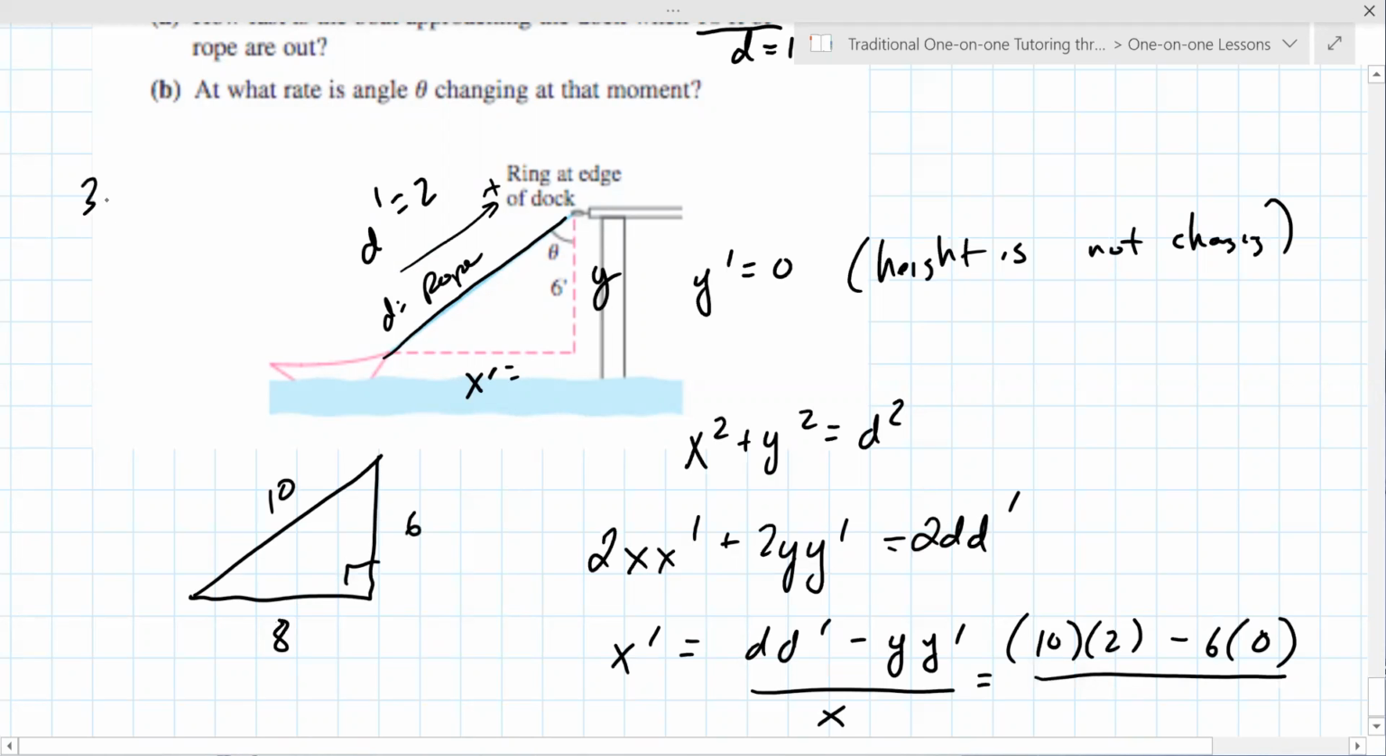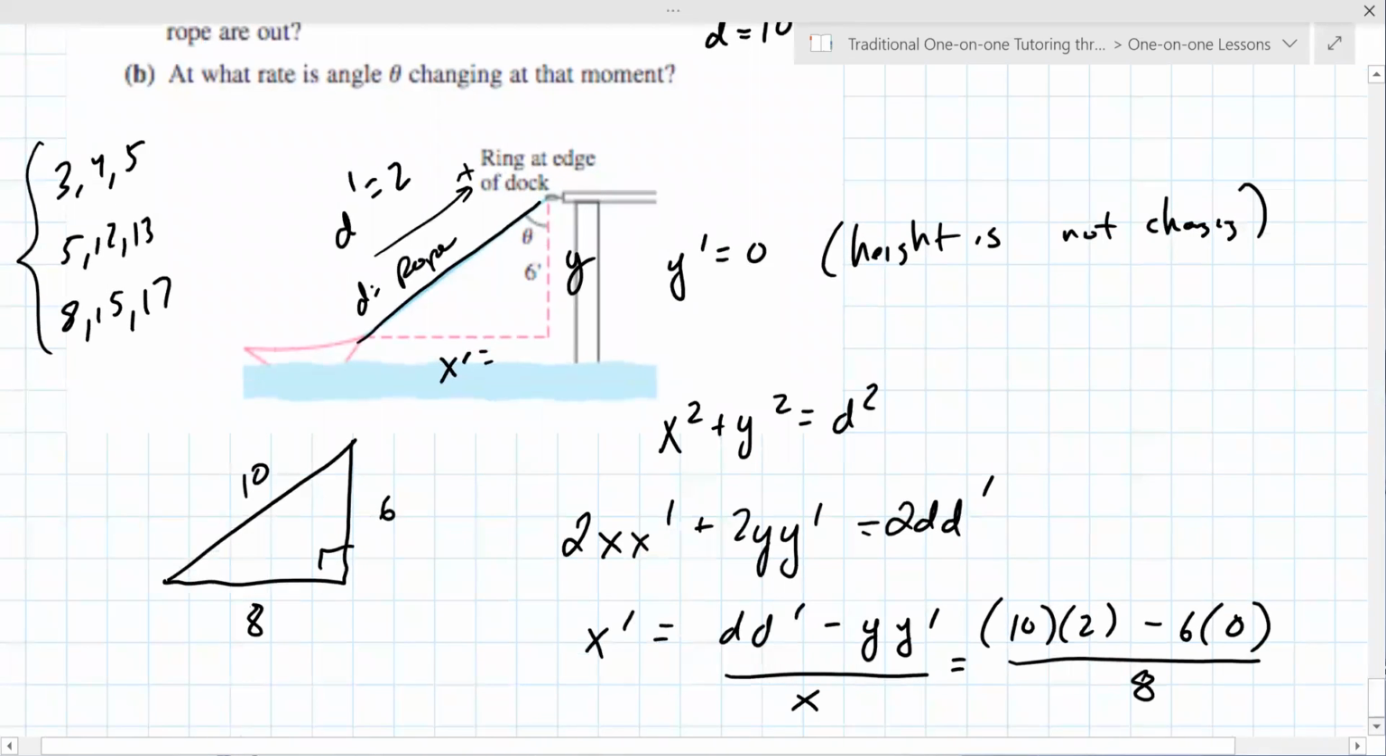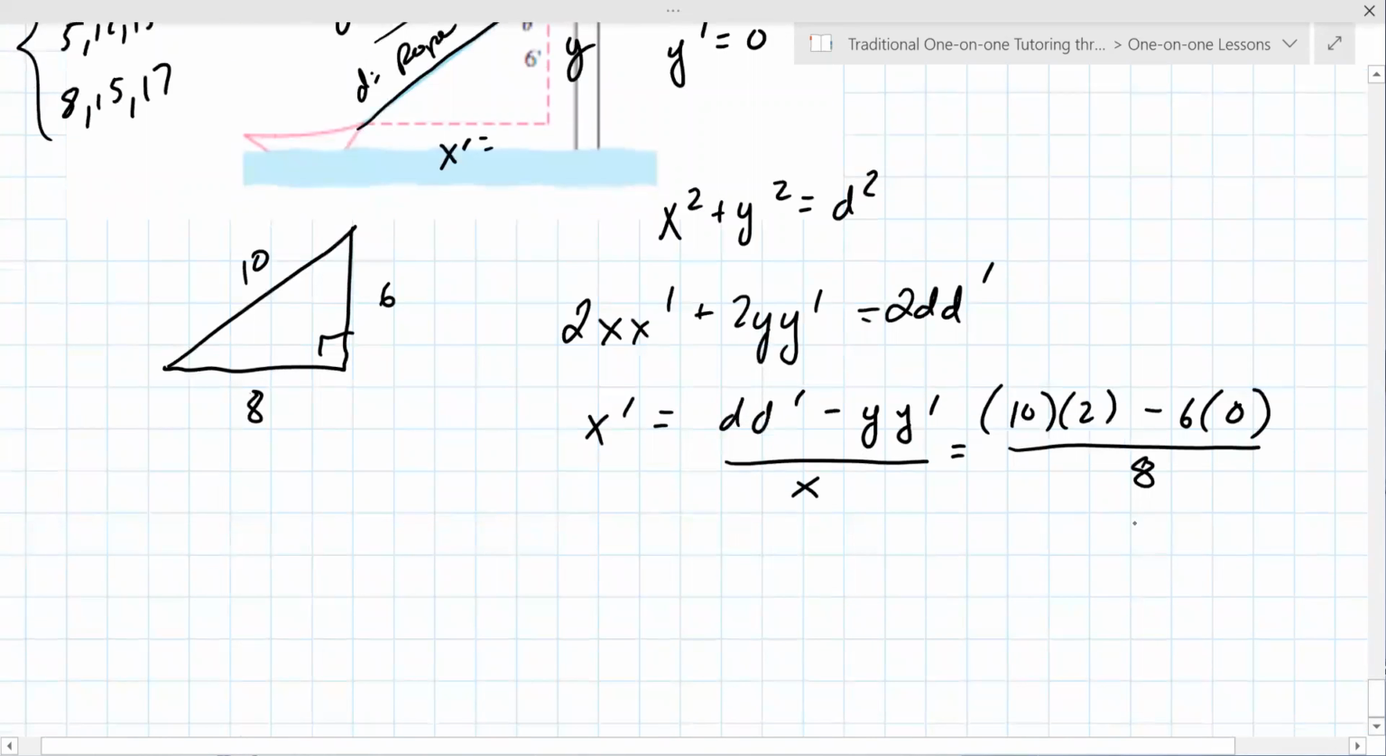So a lot of Pythagorean triples: 3, 4, 5; 5, 12, 13; and any multiples thereof; 8, 15, 17. Your instructor will probably give you this. So that's over 8. So it's 20 over 8, which is 10 over 4, 5 over 2. 2.5, and it's a length this time, so that's feet per second. Yeah, that makes sense.